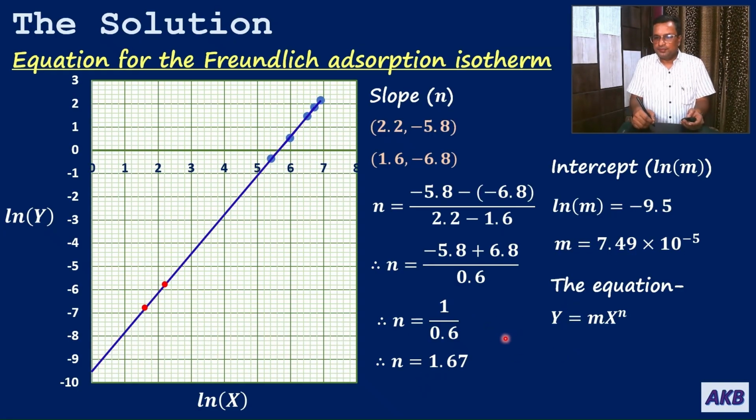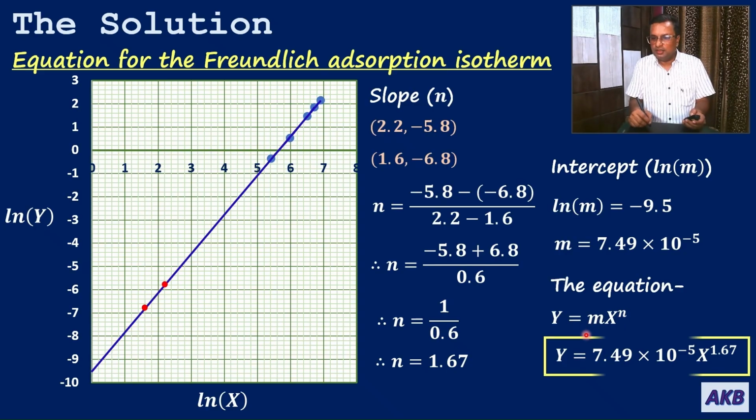So therefore, the equation for Freundlich adsorption isotherm is of the form capital Y is equal to m into x raised to n. And now we know the values of m and n. So the equation will be capital Y is equal to 7.49 into 10 to the power minus 5 into capital X raised to 1.67. So that completes the first task. We have got the equation for Freundlich adsorption isotherm. Now let us move on.